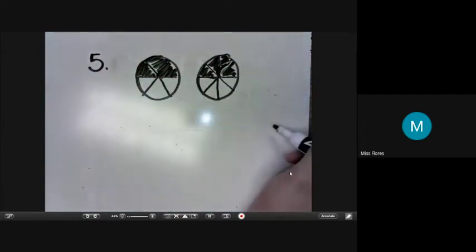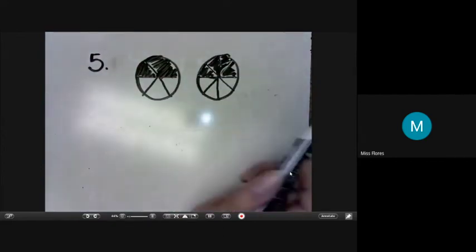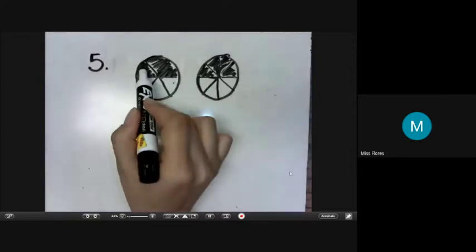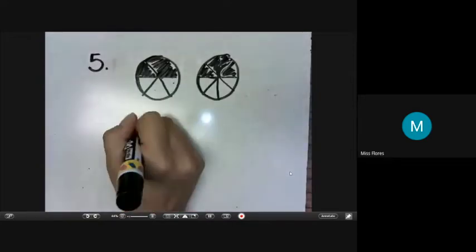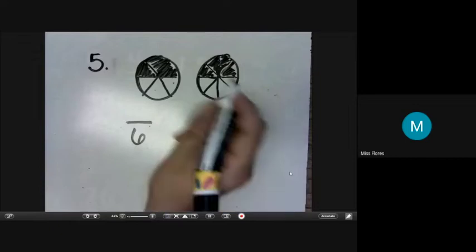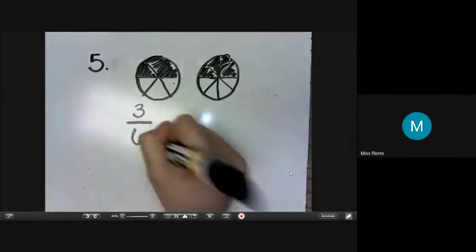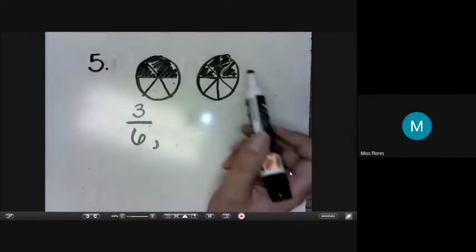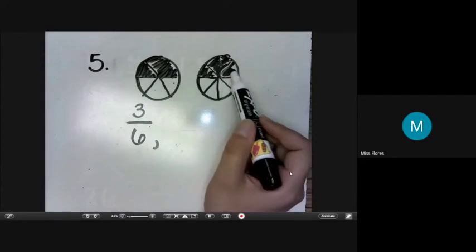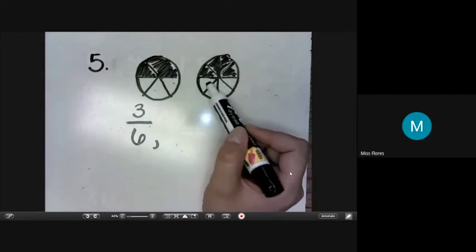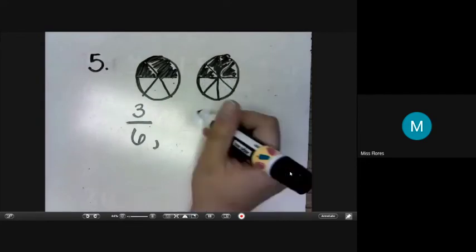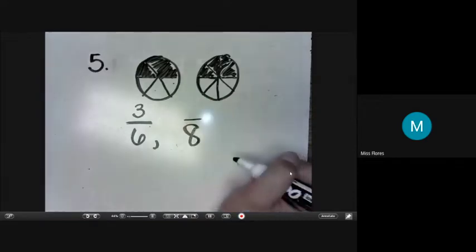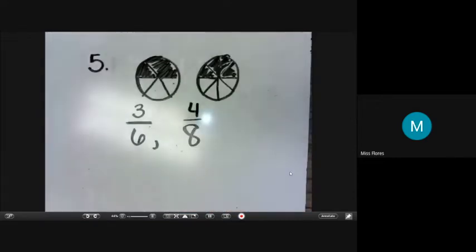Okay, so it's asking you to name the fractions. So we know there's 1, 2, 3, 4, 5, 6 pieces. So our denominator is 6, and the number shaded is 3. We have 3/6. Our second circle has 1, 2, 3, 4, 5, 6, 7, 8. Okay, so our denominator is 8, and shaded we have 4. So those fractions are equal to 1/2.